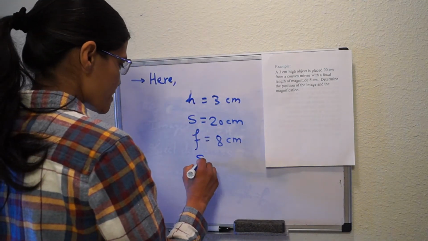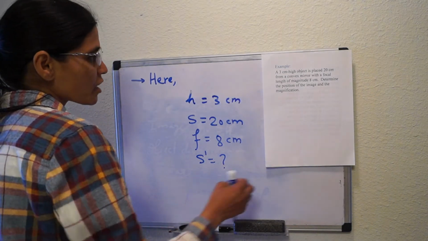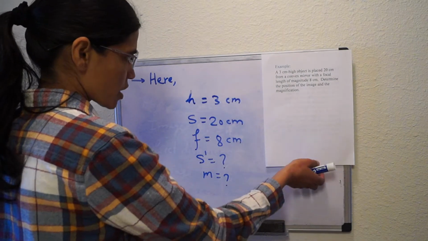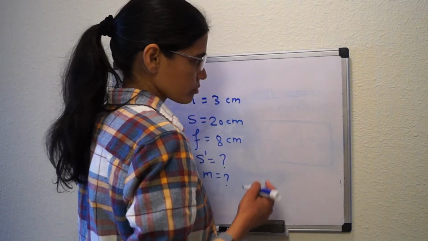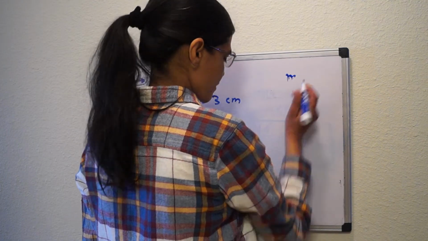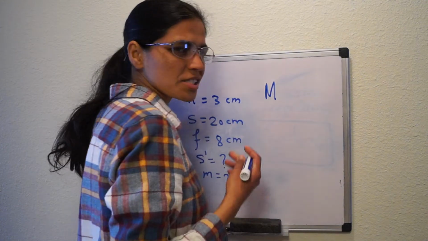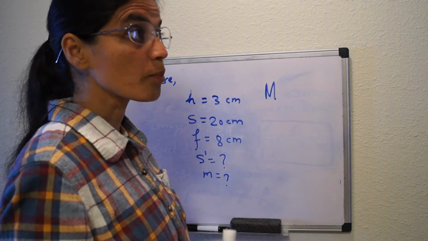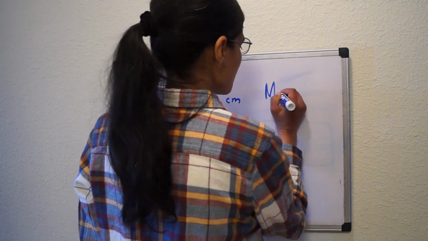It is asking us what is S dash, the position of the image, and there is also a quantity called magnification, M equals what? I did not mention it earlier, so let me mention it here real quick. When we are talking about the thin mirror equation, we can also define magnification, the magnification of the image basically. What this quantity does is it gives you an idea of how big or small the image is with respect to the original object.